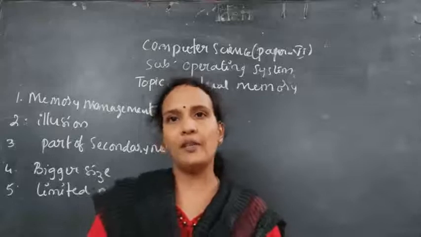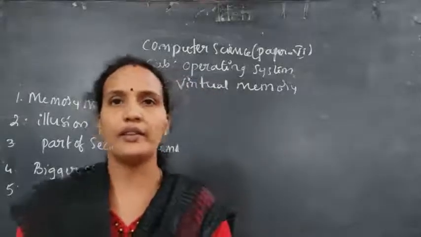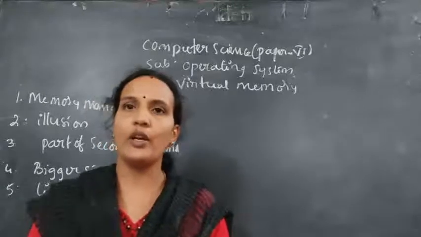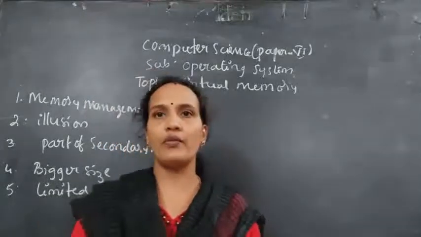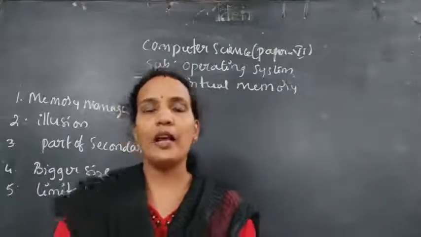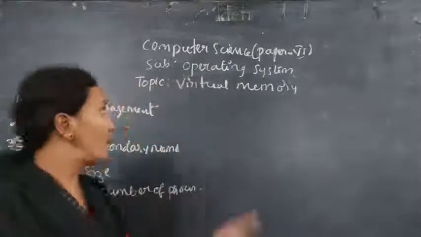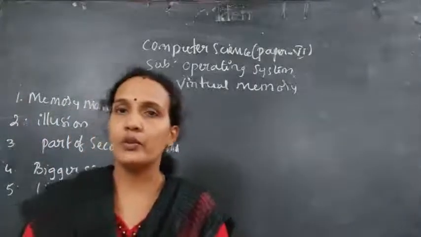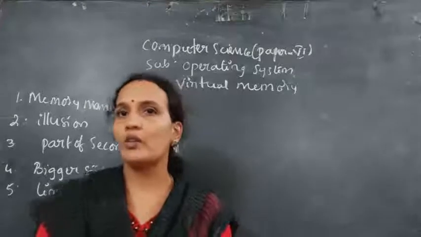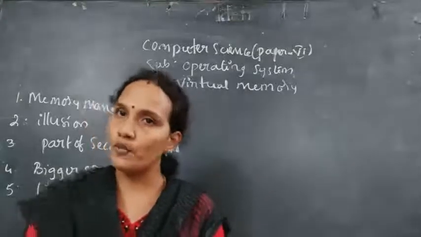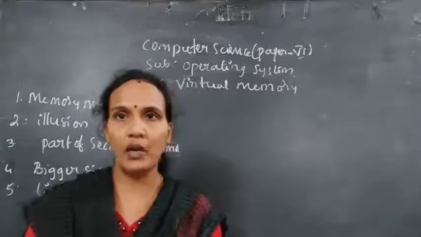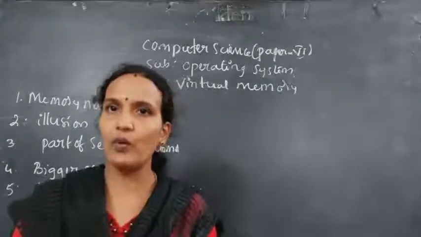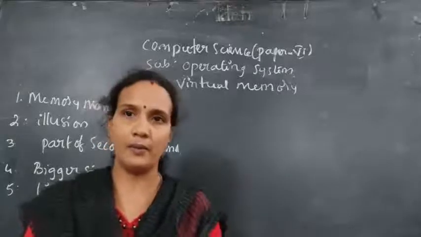So already we have completed first unit, second unit and third unit first chapter. And today I am going to start the second chapter of third unit. Okay, and the title of the chapter is virtual memory. Today we'll discuss what is a virtual memory, use of the virtual memory, how it will work, what are the benefits, what disadvantages we have, and how it is implemented.